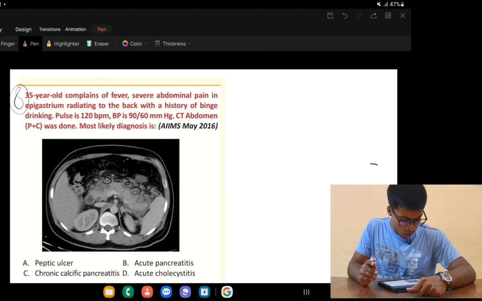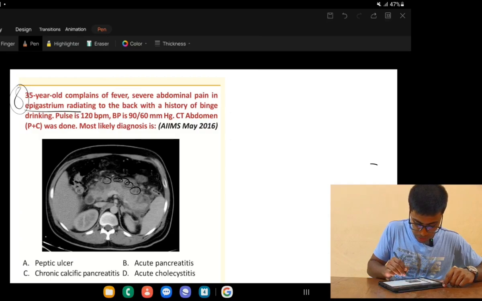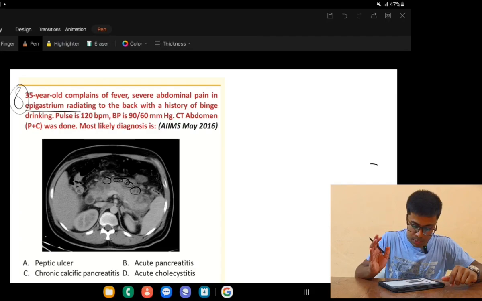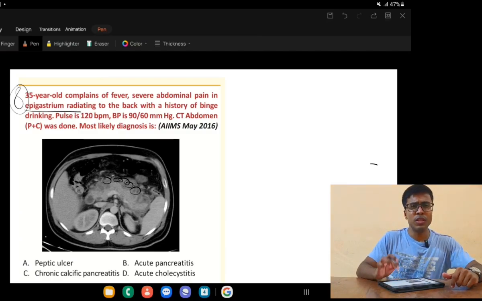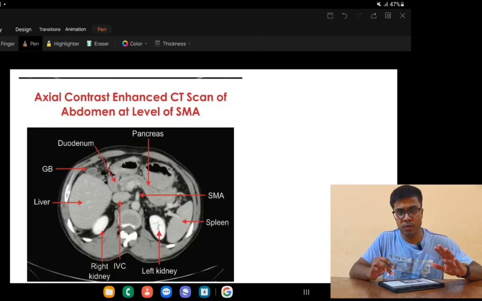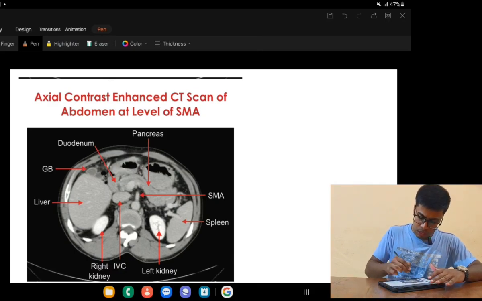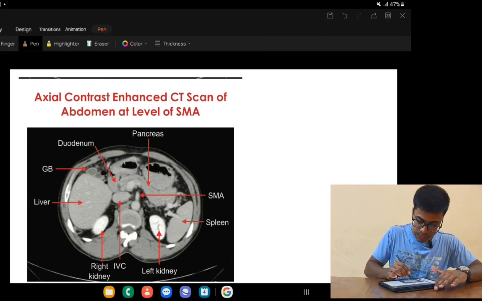Now, a 35-year-old with complaint of fever, severe abdominal pain in the epigastrium radiating to the back, history of binge drinking, pulse 120, BP 90 by 60, and CT abdomen was done. Most likely diagnosis is? Before solving this question, why have I taken this as an example? Because there was a question in FMGE 2024 where a plain CT scan was given and normal structures were asked, the pancreas. So what we have to learn is how it looks.